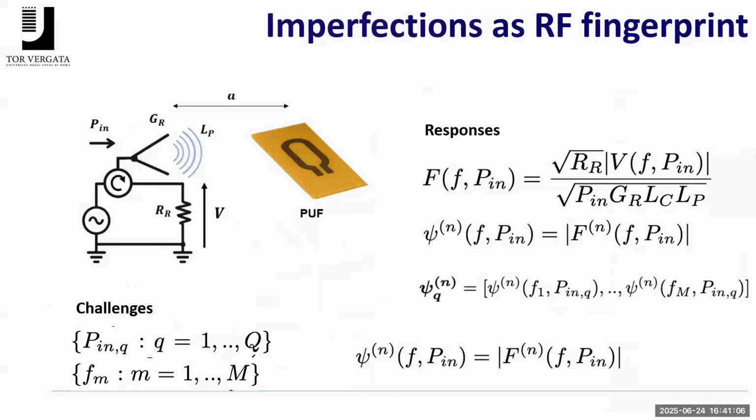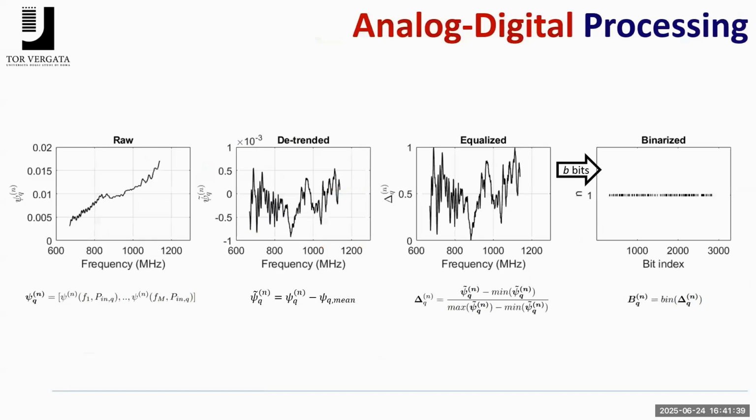Okay, just a bit of math. You can consider the transmitter. The transmitter will generate different input power at different frequencies, and we have the response. The response is essentially a processing of the voltage that is scattered back by the device. And then if we repeat this interrogation for different values of power and frequency, we will have a vector of different responses and challenges. Then we need to do a bit of processing.